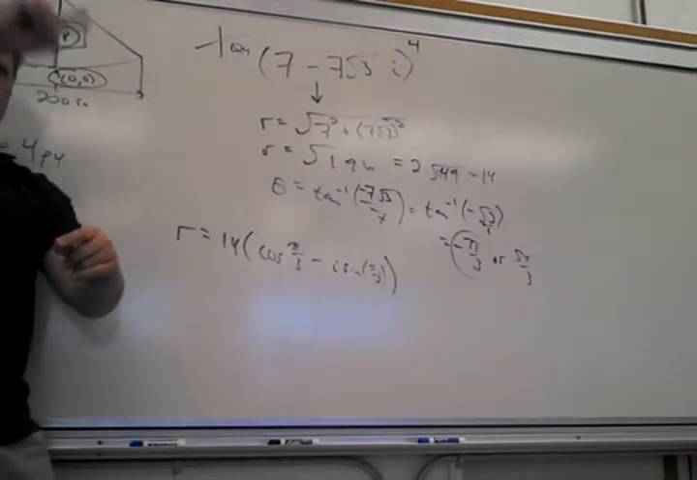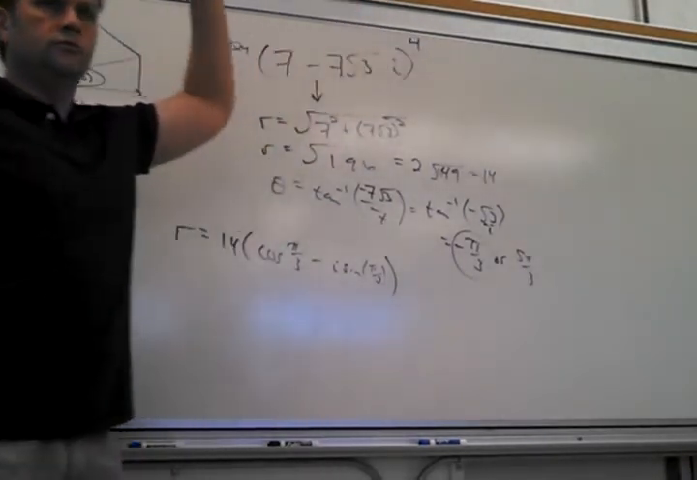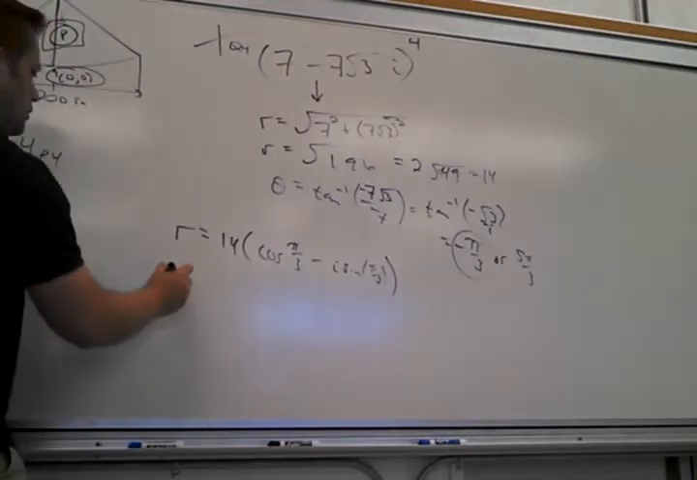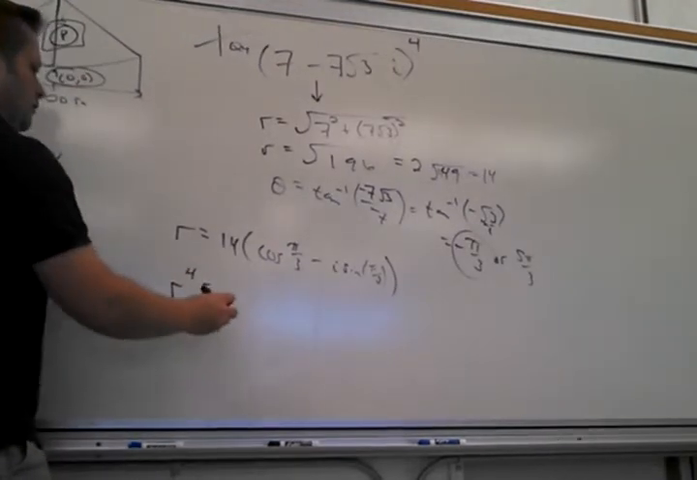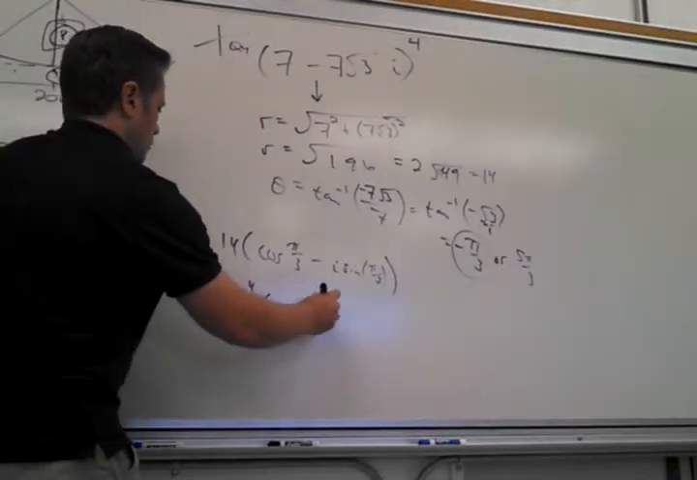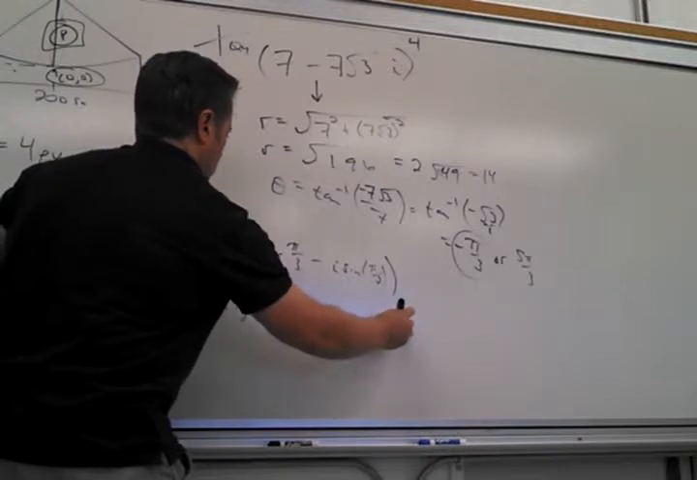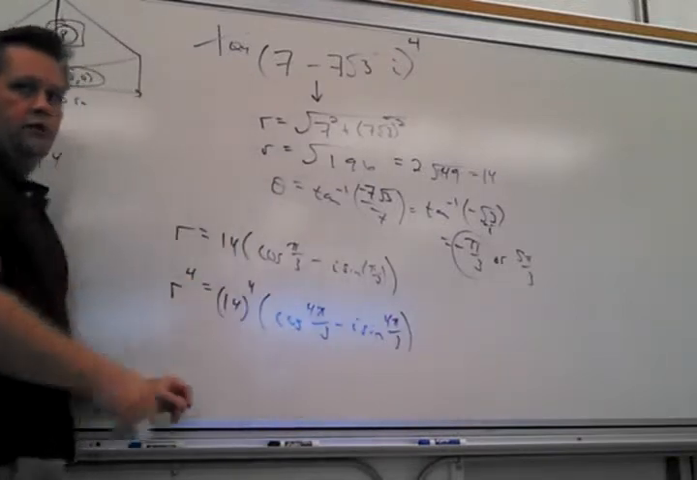Backwards or forwards, and that's it. That's a little bit easier with multiples, right? So what's r to the 4th? 14 to the 4th times cosine 4... It's 38,416. Okay, cool. 4 pi over 3.